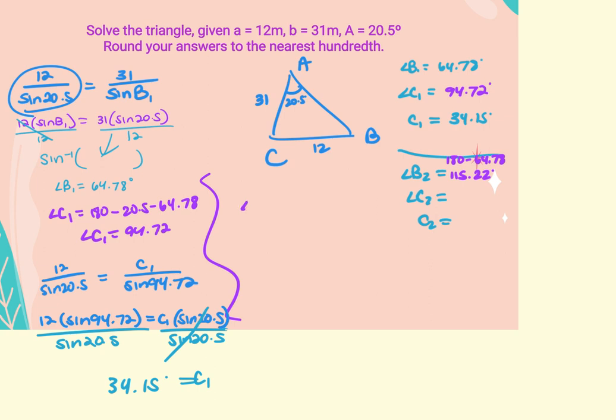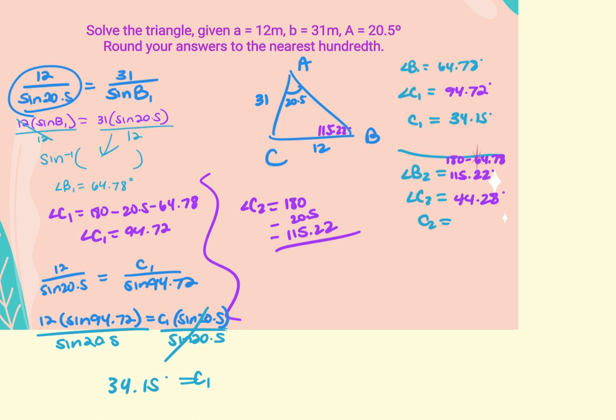Then to find C2, I have to do 180 minus the other two angles. So now we're saying this is 115.22. So I would do 180 minus the 20.5 that was originally there, minus 115.22. And last time that was negative, and that's when I knew to stop. This time it's not negative, 44.28, which tells me there is a second triangle. And now I've got to finish it out by finding side C2.